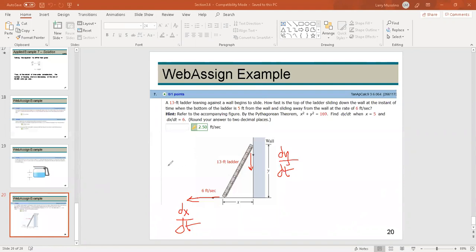So let me just make a little diagram here for this right triangle. You might notice this is a right triangle. So they're telling us this side is 13, this side we're going to call y, and this side we're going to call x.